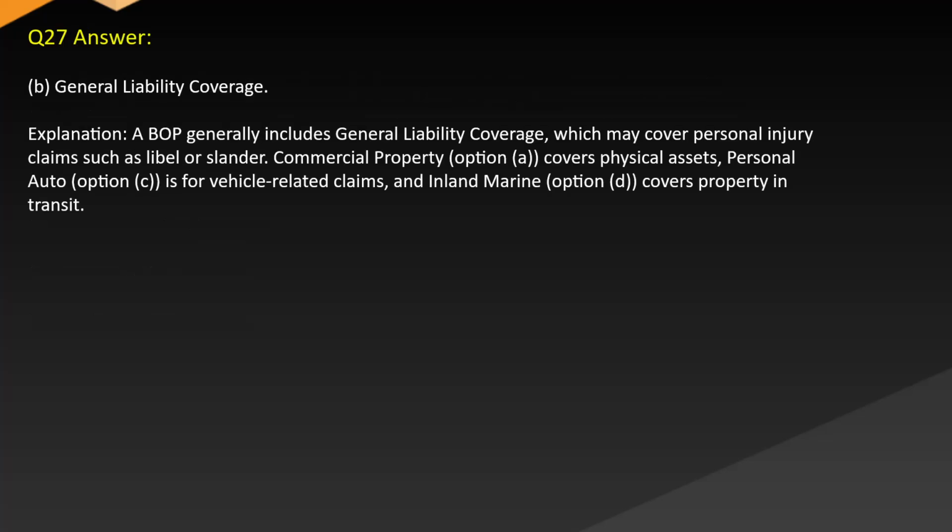Answer B. General liability coverage. Explanation: a BOP generally includes general liability coverage, which may cover personal injury claims such as libel or slander. Commercial property, option A, covers physical assets. Personal auto, option C, is for vehicle-related claims, and inland marine, option D, covers property in transit.